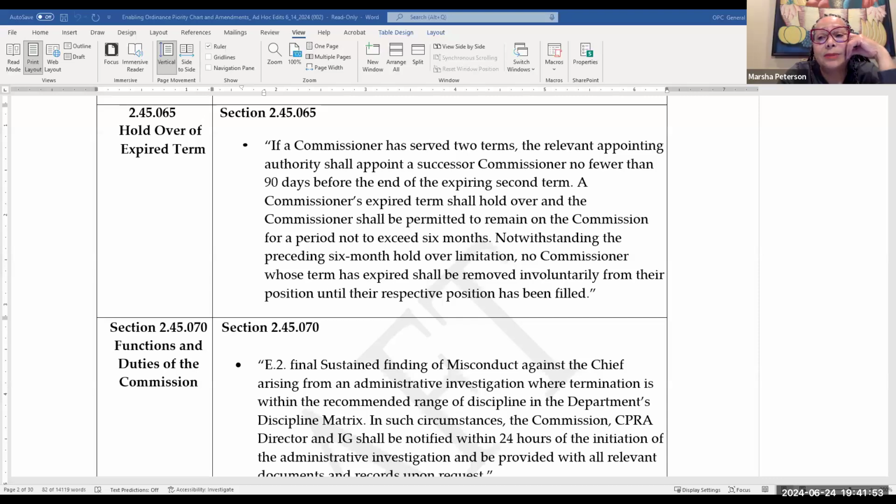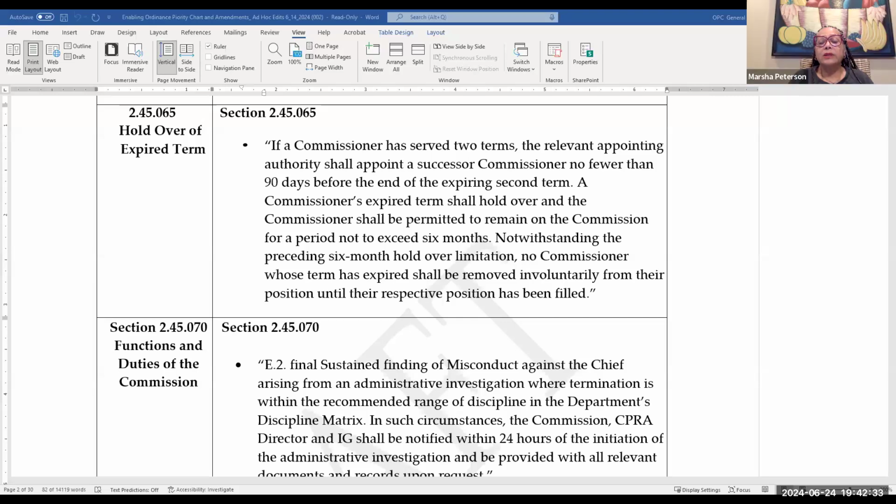Mac, what was your hand up about? Just a quick note, for most boards and commissions in the city, if the mayor doesn't submit a candidate within 90 days, the council is able to fill that role. I'd like to propose that if the mayor doesn't propose a candidate to sit on the commission, the selection panel be able to fill that vacancy after a certain period of time. That might resolve the issue that we've described here.